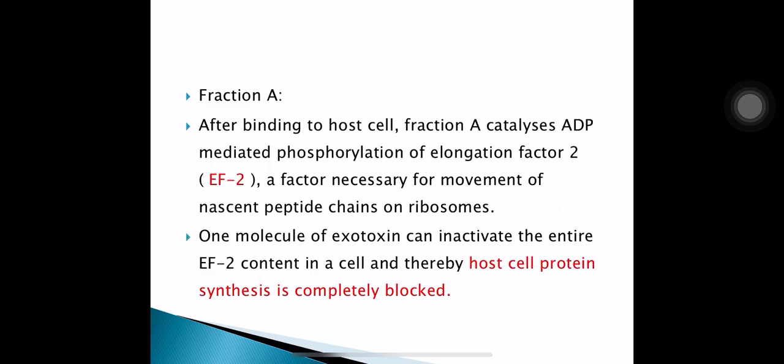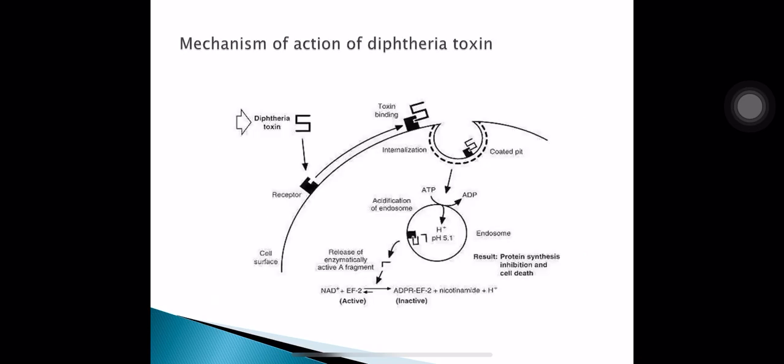Fraction A is the active portion which causes phosphorylation of elongation factor 2. Elongation factor 2 is useful for protein synthesis, for polypeptide chain elongation in the cells, but fraction A will block this process of elongation factor 2, and because of this host cell protein synthesis is completely blocked. This is a figure which shows the mechanism of action of diphtheria toxin. Fraction B does the binding and fraction A does the protein synthesis blockage.